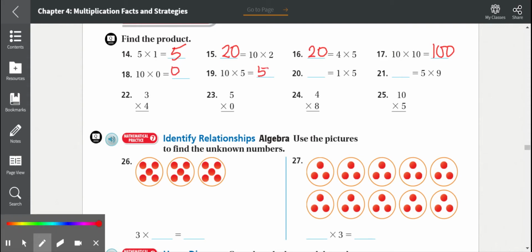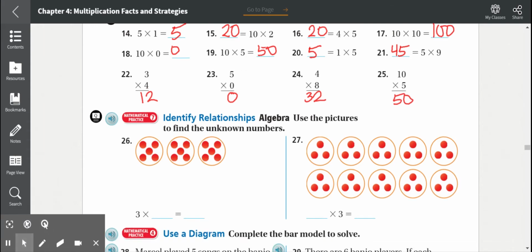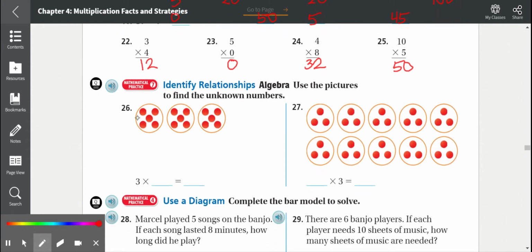10 times 5, 50. 1 times 5, 5. 5 times 9, 45. 3 times 4, 12. 5 times 0, 0. 4 times 8, 32. 10 times 5, 50. Okay, 26, 27. Use the pictures to find the unknown numbers. So we have 3 groups of 4, that's 12. 1, 2, 3, 4, 5, 6, 7, 8, 9, 10 groups of 3, that's 30.